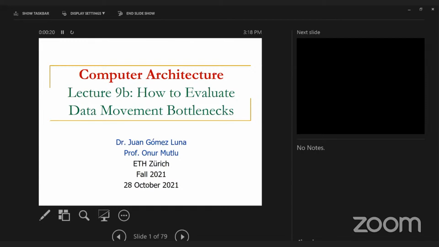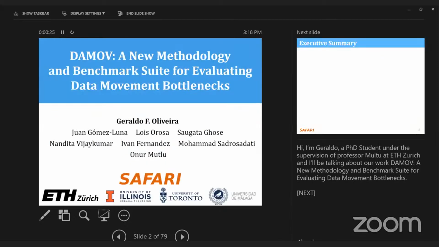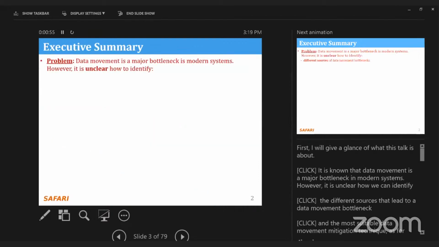And now we go to lecture 9B, how to evaluate data movement bottlenecks. In this lecture, what I'm going to present is a methodology that we have developed for the analysis of data movement bottlenecks on conventional processor-centric systems. In particular, we focus on CPU systems. And from this analysis, one important byproduct is a benchmark suite. This benchmark suite can be pretty useful to analyze memory data movement bottlenecks and also for processing in memory studies as well.